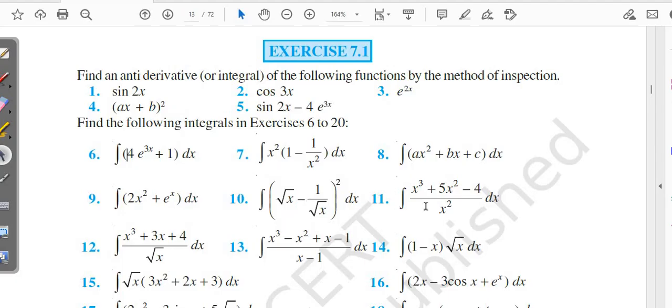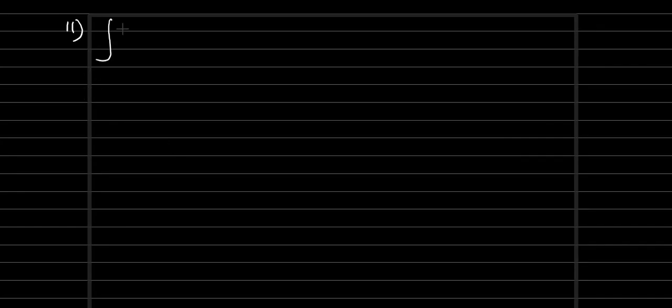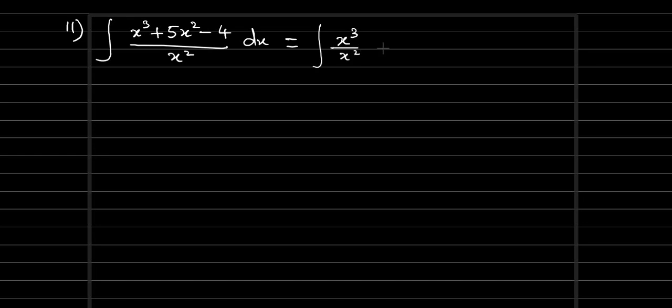In the 11th, given integral of (x cube plus 5x square minus 4) by x square dx. Directly we can't proceed with the integration. First we need to simplify this. The denominator x square is common for each and every term, so we are going to split and write: x cube by x square plus 5x square by x square minus 4 by x square dx.